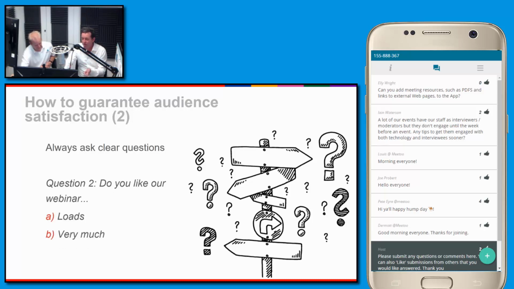Here's an example. Actually, I've made this one up, Dermott, but you can see the problem with this one. Do you like our webinar? And the answer is loads, very much, kind of, or could be shorter. Now, what frustrates delegates with these inconsistent options is that they say, well, I kind of like it, but it could be shorter. So I want to answer two of those, or A and B, they're kind of the same thing. So which one do you want me to answer? Those sorts of things can build frustration. And you only need a little bit of that frustration to well up in your meeting, and you start to lose people, and that's a real shame.